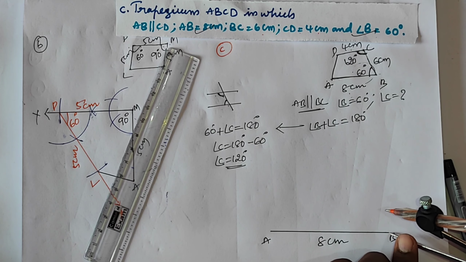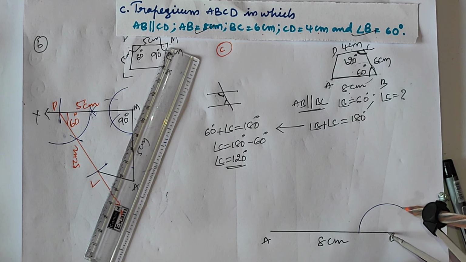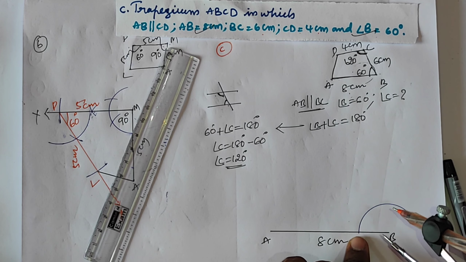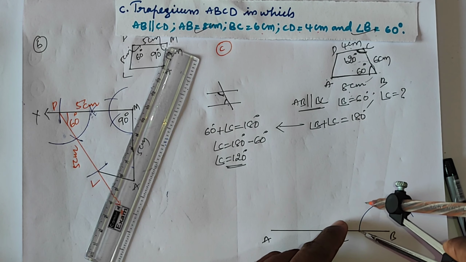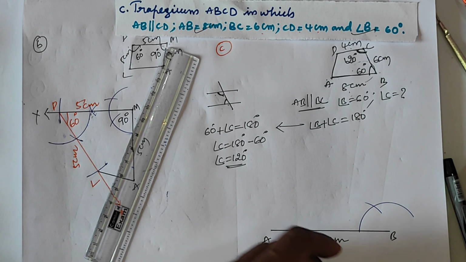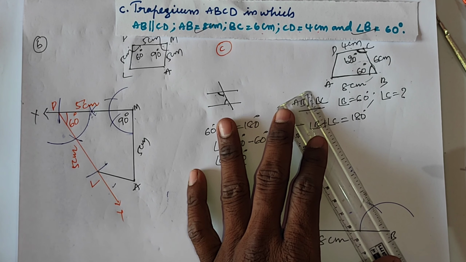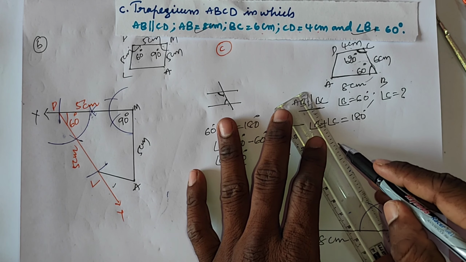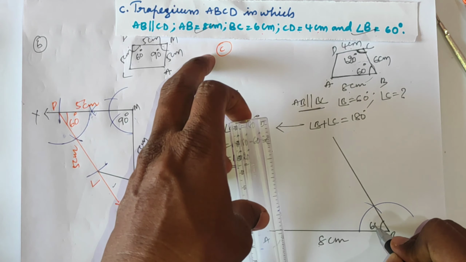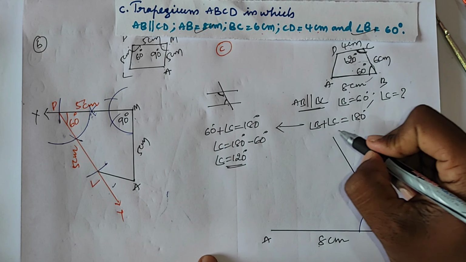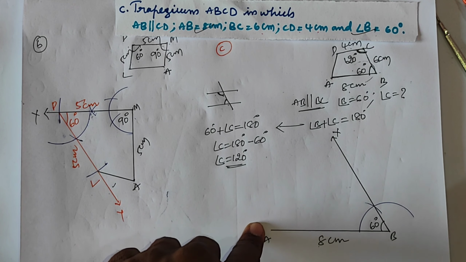Taking compass, taking B as center, draw an arc. With this intersecting point as a center, without changing the radius, cut that arc once. So this is 60 degrees. Just extend this one. So this is 60 degrees, nothing but angle B also completed. So BX is a ray, nothing but angle ABX is equal to 60 degrees.